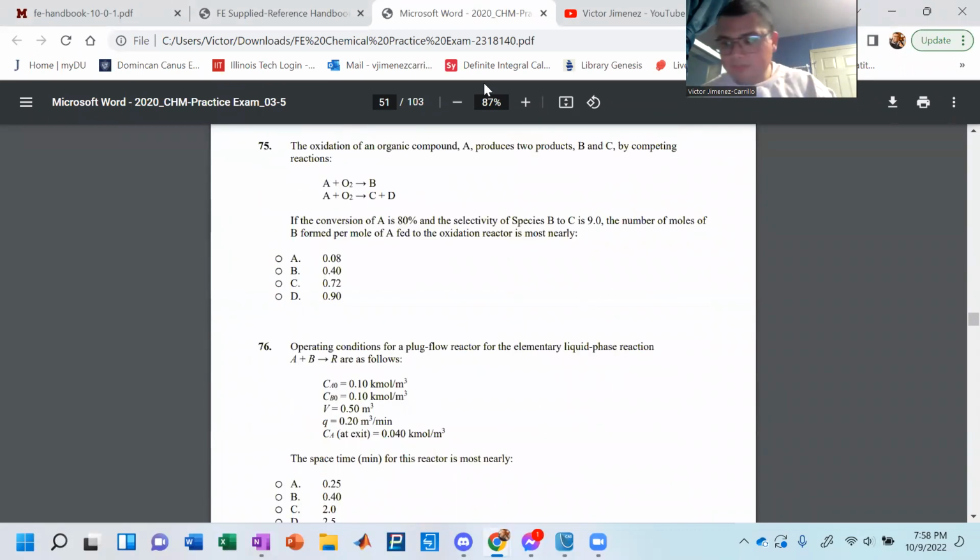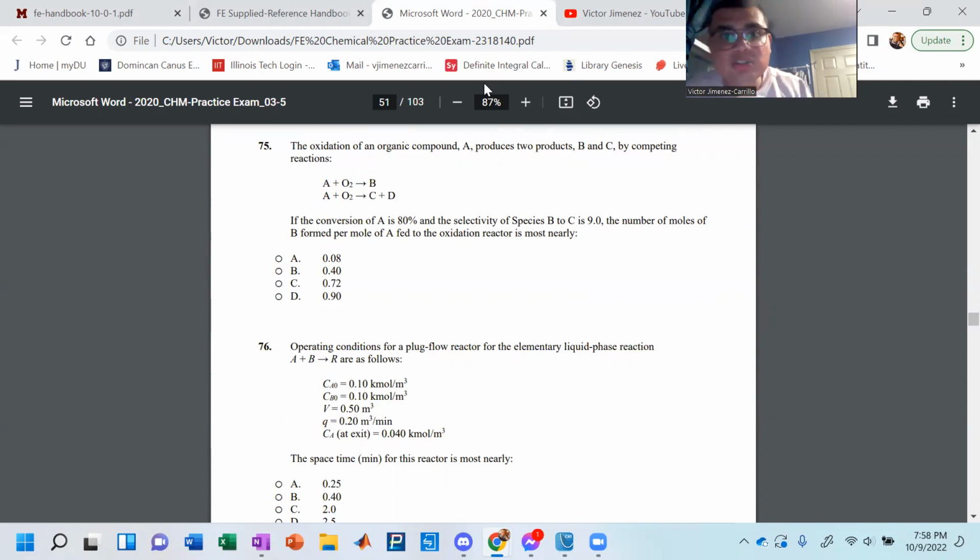Okay, 75. 75 is annoying, I'll be honest. 75 says, if the oxidation of organic compound A produces 2 moles B and C by completing the reactions A plus O2 equals B, A plus O2 yields C plus D. This is a parallel reaction, because you're having desired product and undesired products B and C, or the other way around, but this is a parallel reaction.